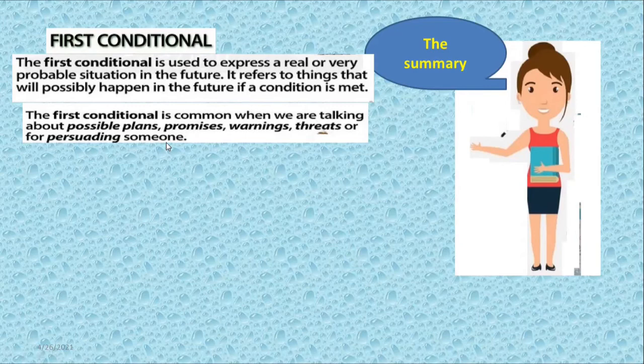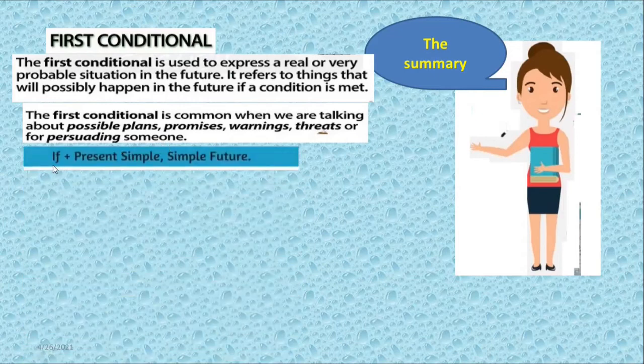Another, if I get a high mark in توجيهي, I will study medicine. Like this, we can use this kind of structure, if conditional type 1, because this kind of condition will come true in the present or in the future, so it's possible to happen. The structure consists of if plus present simple. Pay attention, the verb with if always comes in the present simple, and in the main clause we use future simple, will or won't plus base verb.